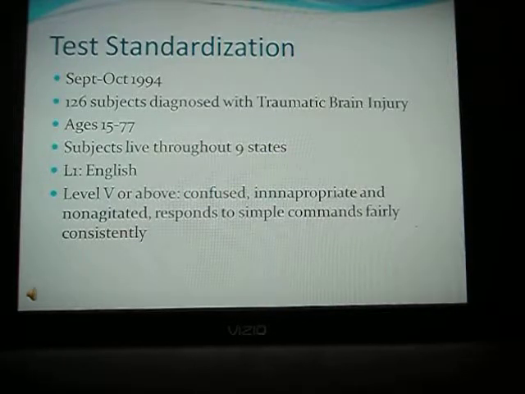Subjects lived throughout 9 states. Their first language was English, and they had a level 5 or above as defined by the Rancho Los Amigos scale of cognitive level and expected behavior, which is confused, inappropriate, and non-agitated behavior, but responds to simple commands fairly consistently.